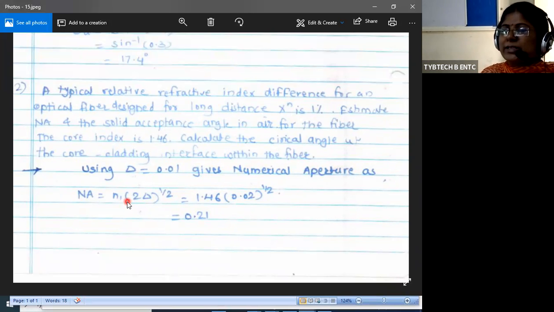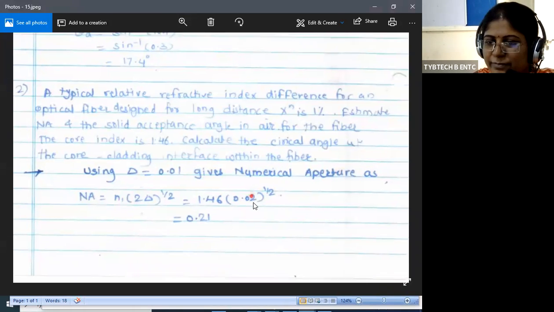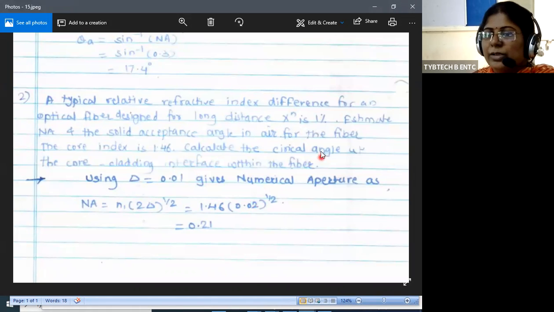Delta is 0.01 only. Here by mistake a 2 is written. So ignore that. 1% is given. So NA is equal to N1 in bracket 2 delta raised to 1/2. So 2 delta, that's why here it is 0.02, and 0.02 raised to 1/2.